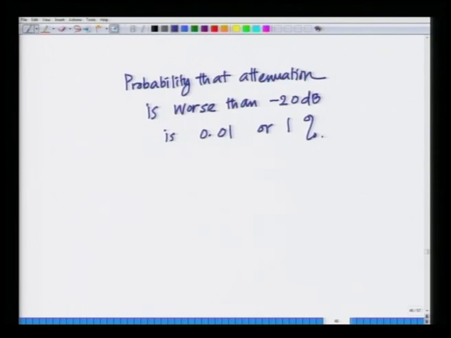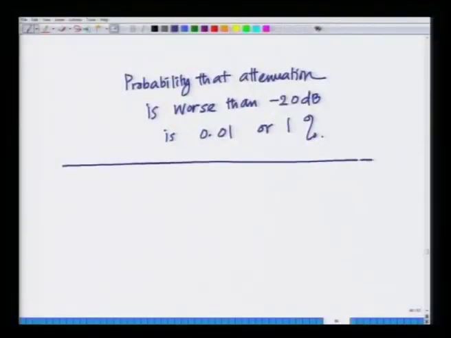So, knowing the statistical behavior of the complex fading coefficient, one can predict the probability with which the received signal is attenuated greater than minus 20 dB. For that matter, the probability that the received signal is attenuated below any set threshold. All right. Similarly, to illustrate another example, let us talk about another example.